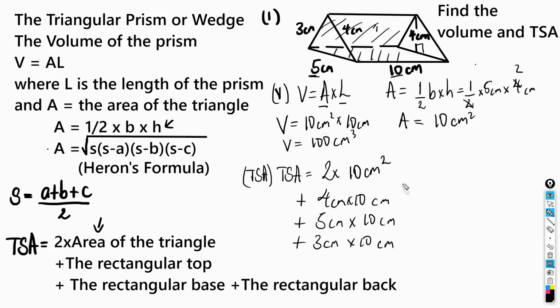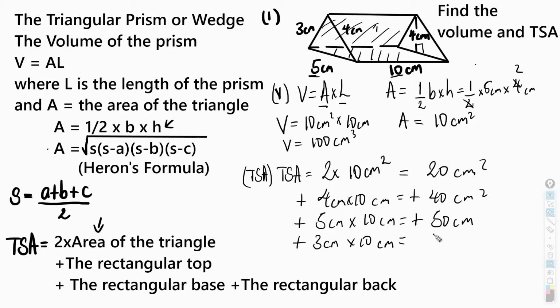Okay, so this should give us 20 centimeters, right? Plus 4 times 10 would give us 40 centimeters. This is all in centimeters squared because they're areas. Plus 50 centimeters, right? Plus 30 centimeters squared, right? So when we find the total of all of these now, 50 plus 40 would give us 90, 90 plus 20 would give us 110, and 110 plus 30 would give us 140. So the total surface area is 140 centimeters squared for the triangular prism or the wedge, right?